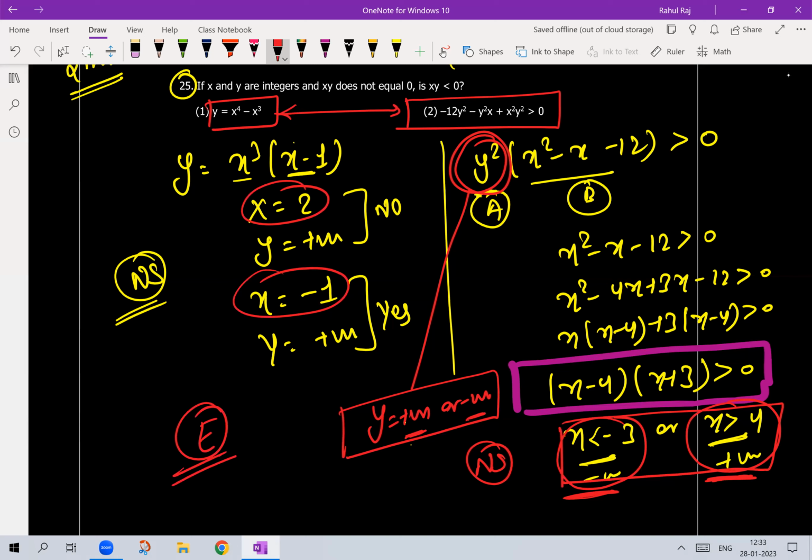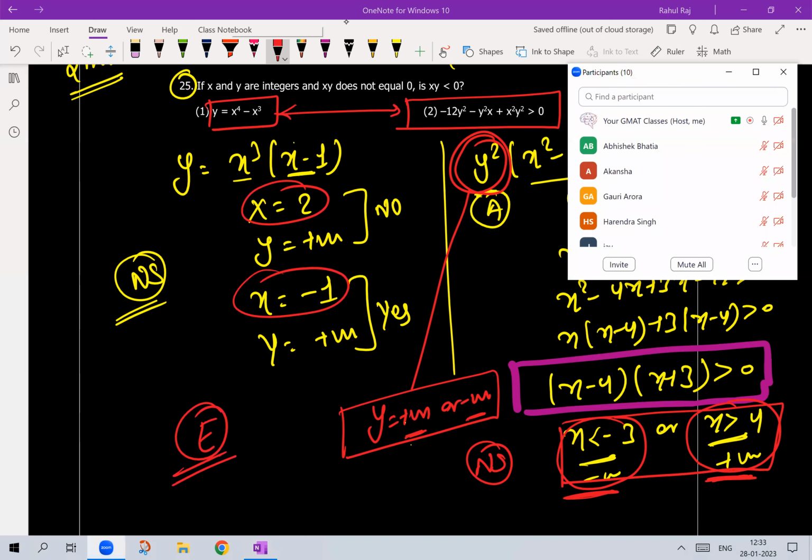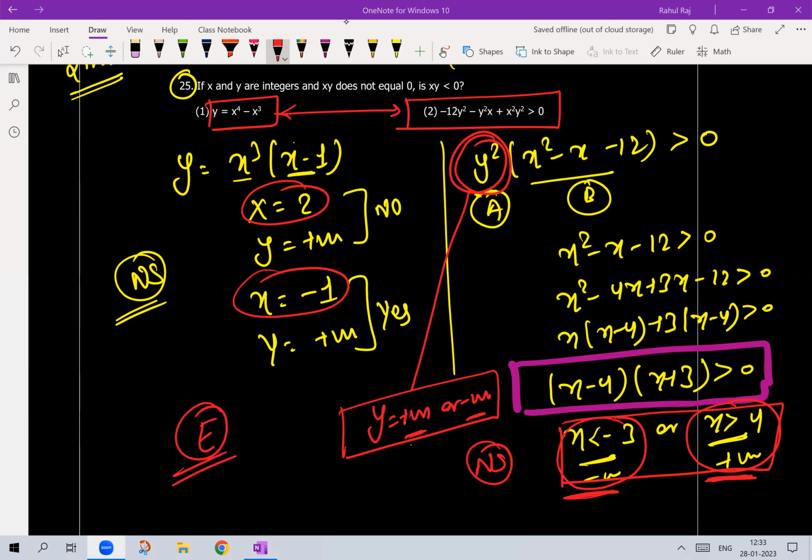Is this clear? Rahul, we can solve the first equation as we want. Yes, tell me. Can't hear you. So the first equation, and then x to the power 4 multiplied by x minus 1 should be less than 0. So x to the power 4 is greater than 0. x minus 1 is less than 0 is required. x less than 1 is required.